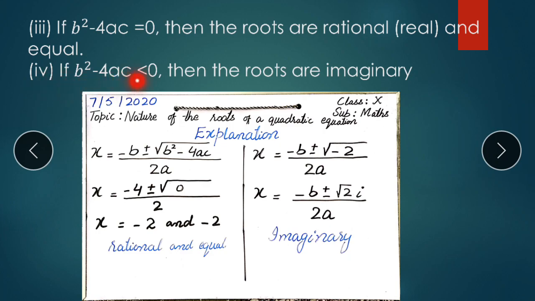The last one is that if the discriminant is less than 0, meaning a negative number, then the roots are imaginary. As we know, a negative sign is written inside the square root, and a negative number does not have a square root. So the square root of minus is imagined as iota, and hence the result is imaginary. Here we can conclude that the nature of the roots depends on the discriminant.